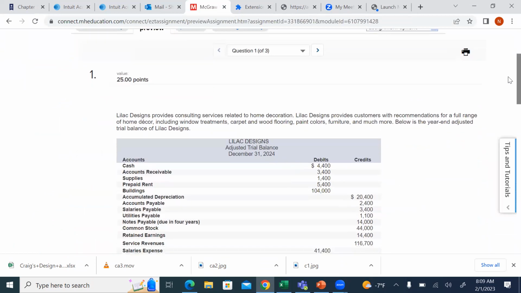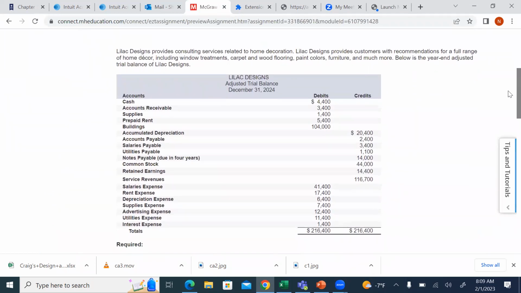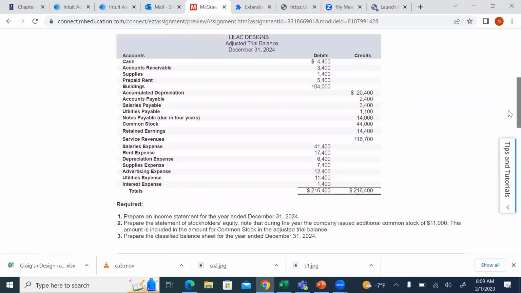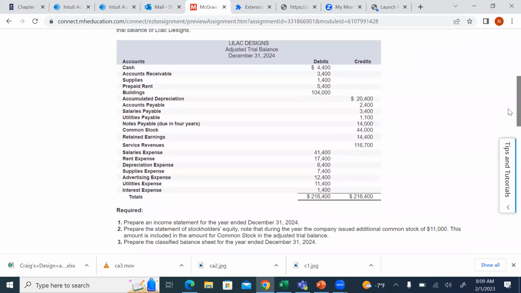So here we have an adjusted trial balance. This is one of your homeworks for this week. So if you want to open up your computer and work, that might not be a bad idea. Here is the adjusted balance. The first thing they want us to do is to prepare an income statement. To prepare this income statement, we're going to take the revenues and the expenses.